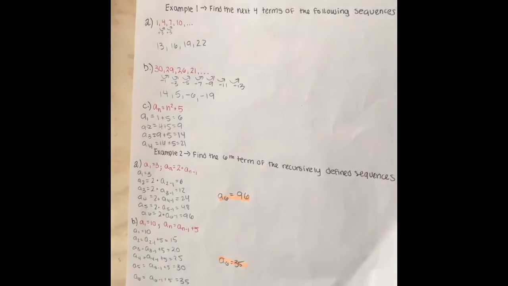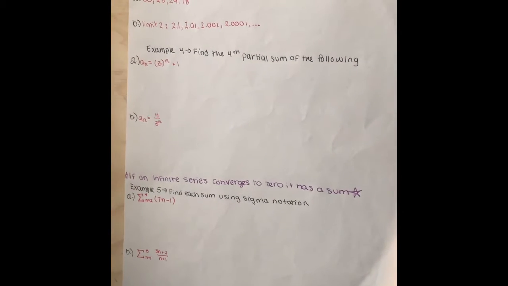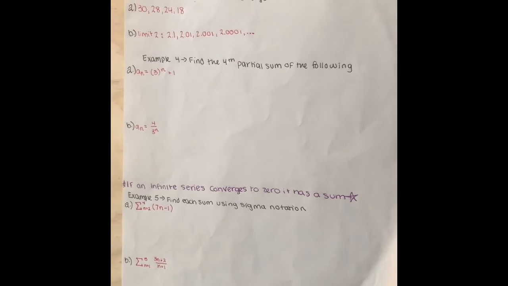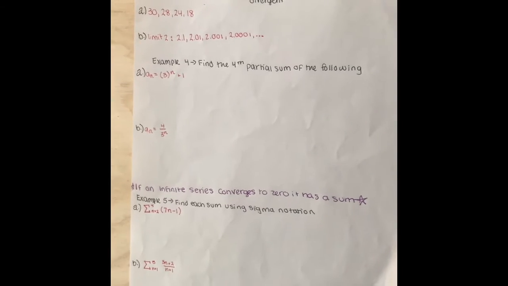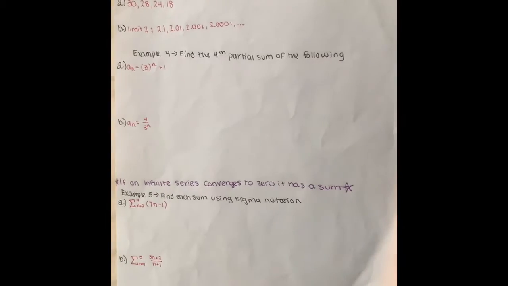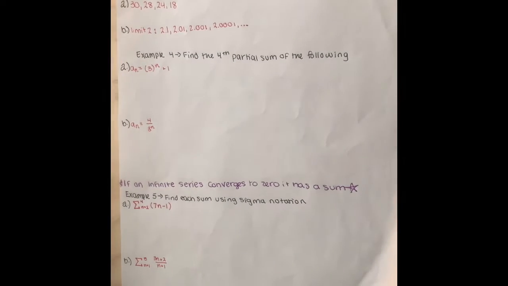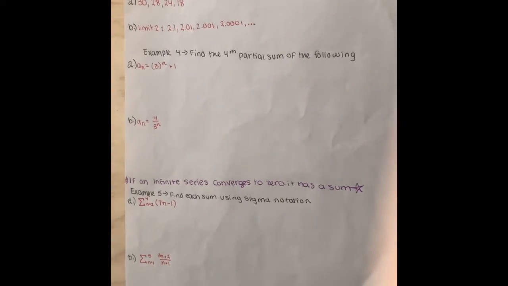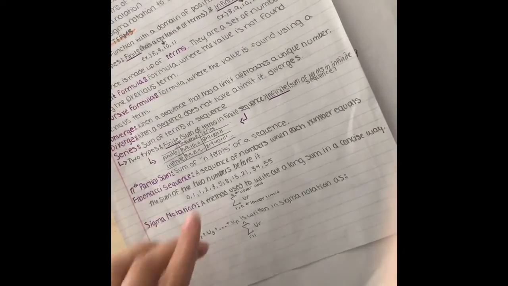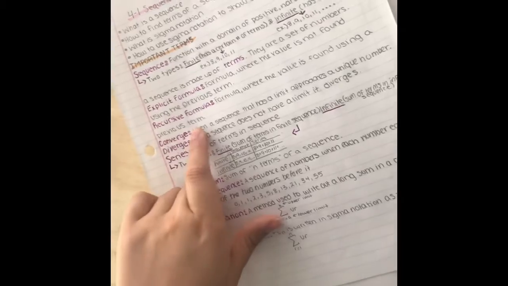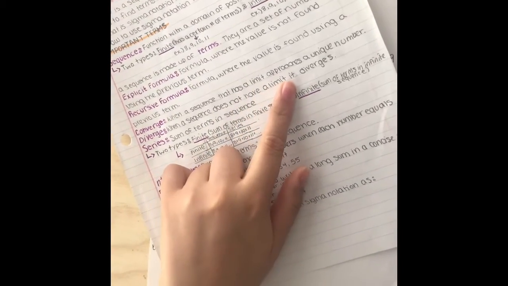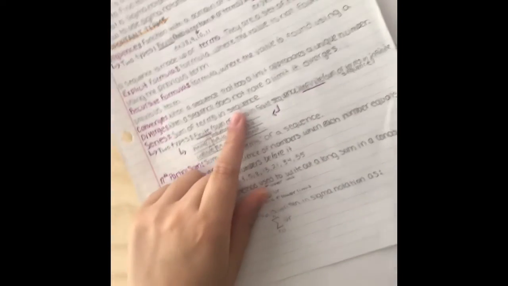Alright, this is the last page of our notes. So for this one, we're going to determine if the following sequences are convergent or divergent. If you look back at our definitions, we said that a sequence converges when it has a limit, approaches a unique number, and diverges when a sequence does not have a limit.